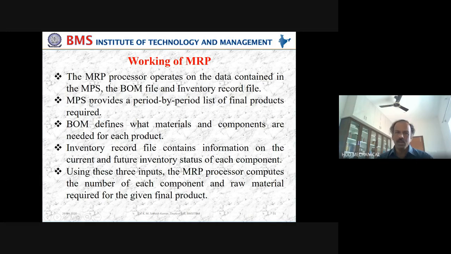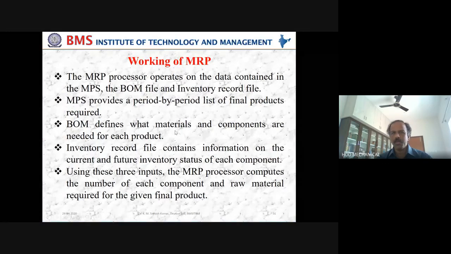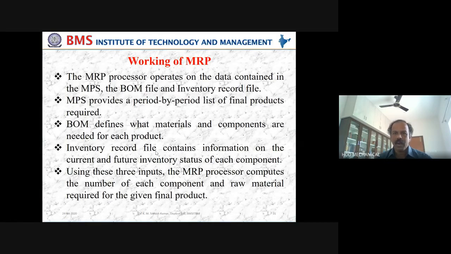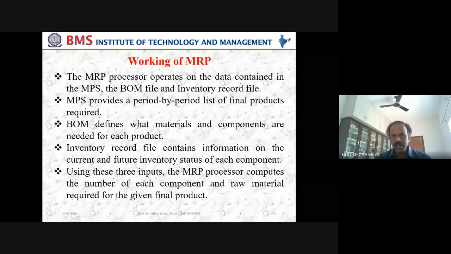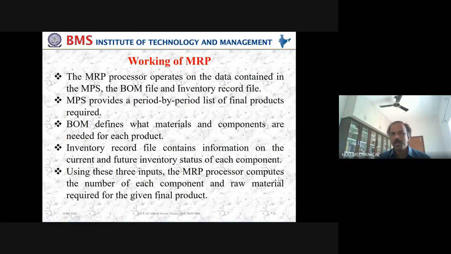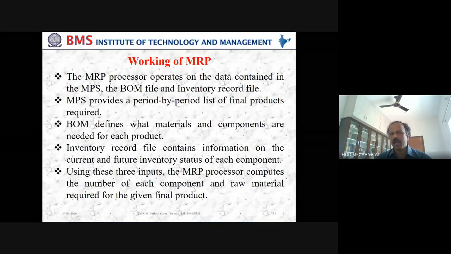Now you know how many products to produce. For each of the products, what materials are required is known to you under BOM. Then inventory will say what the current status of the raw material in the factory is. Therefore, using these three inputs, the MRP processor computes the number of each component and raw material required for the given final product.